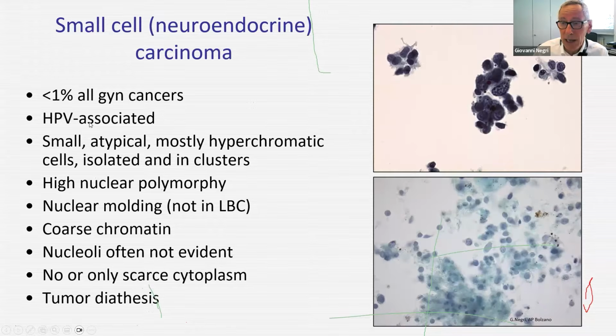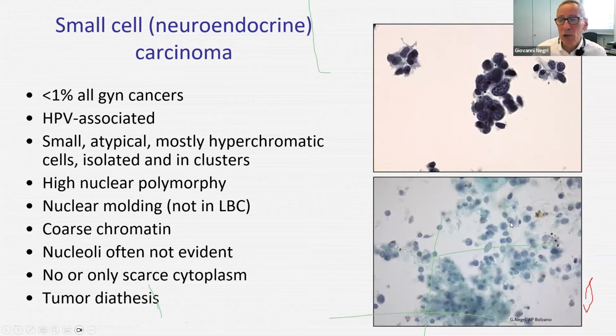They are HPV associated. And typically they show very dark hyperchromatic nuclei unless there is an extensive necrosis, as in that case. So in that case, it happens that the nuclei are no more so hyperchromatic. You see a very scant cytoplasm. You may see nucleoli, not always, but you may see them. And usually, of course, you see a very evident tumor diathesis.